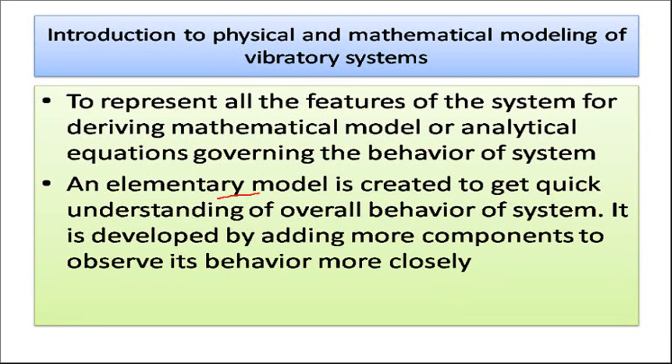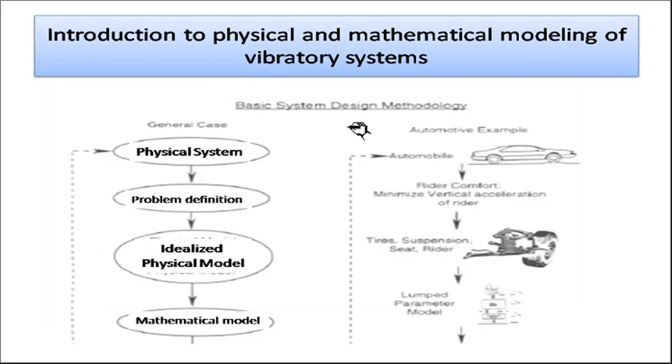So in general, the basic design methodology for any system will be like this. Initially we have to understand the physical system. Let us take the example of an automobile, a car. We are considering that this is a physical system. Now what is the problem definition after that? How do we define this particular automobile as a mathematical model?